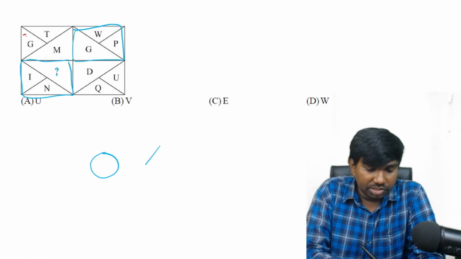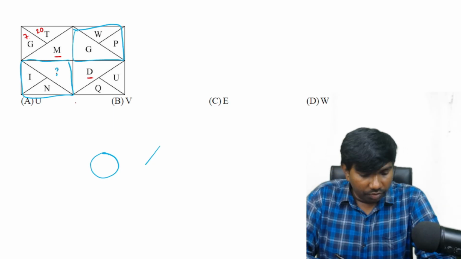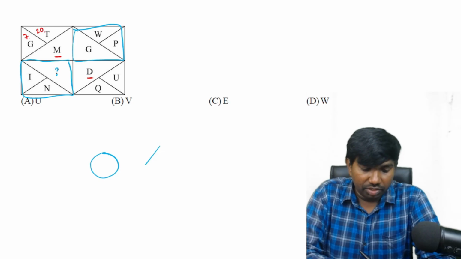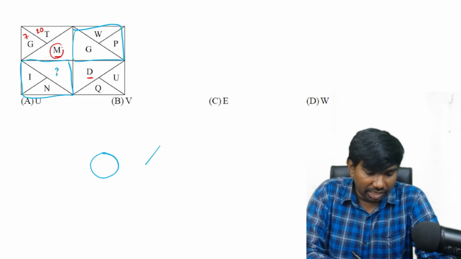So G is 7, T is 20. How to deal with 7 and 20 to get either M or D? If you do the sum, 7 and 20, the sum is 27. The 27th letter is A, and A is not there. And if we take the difference of these two, that is 13. The 13th letter is M. Yes, it is M only.